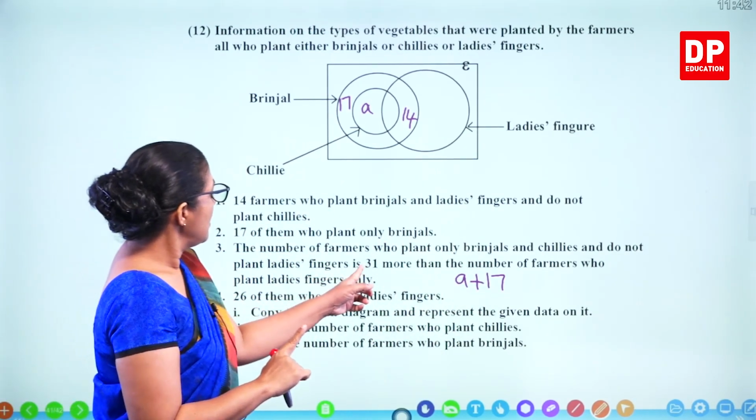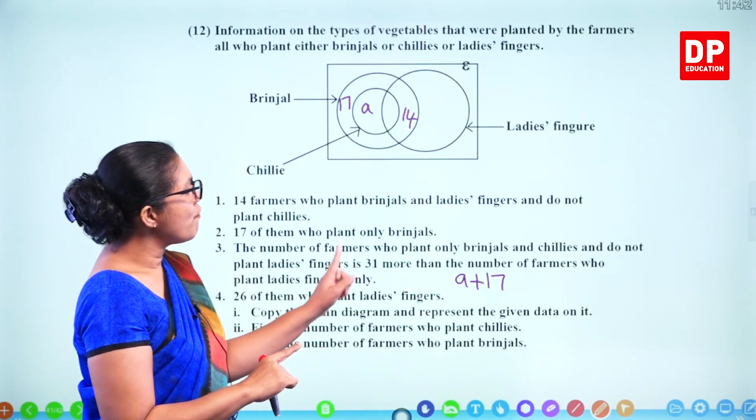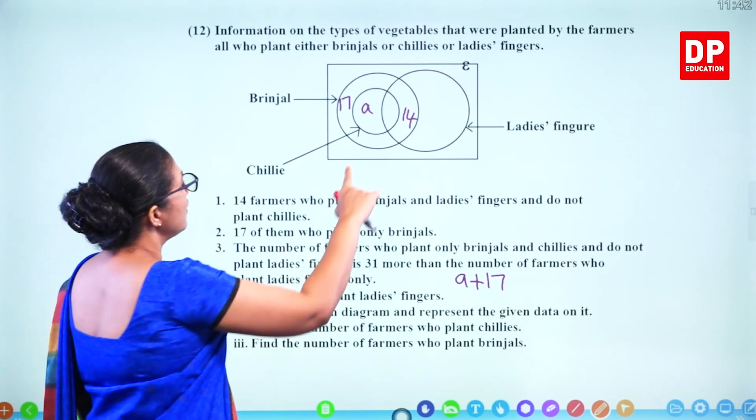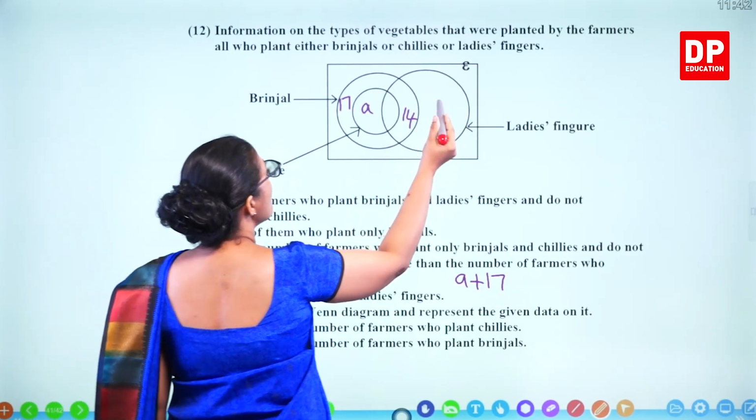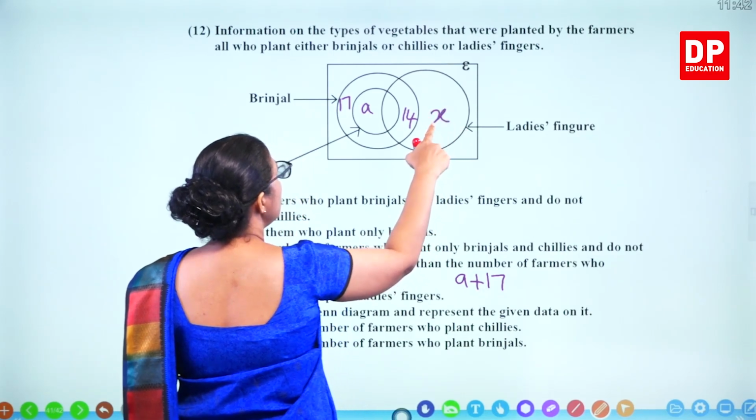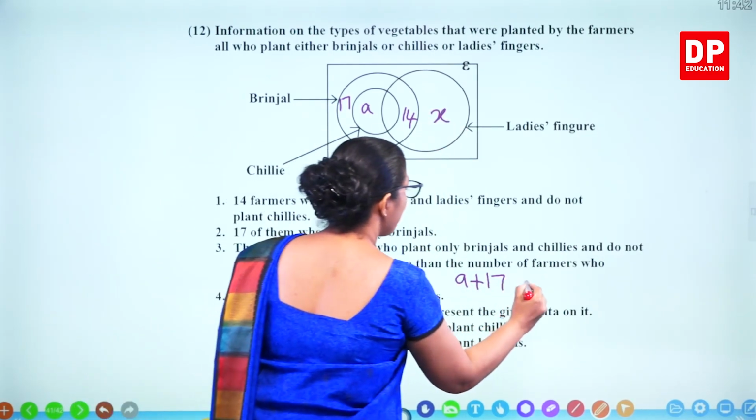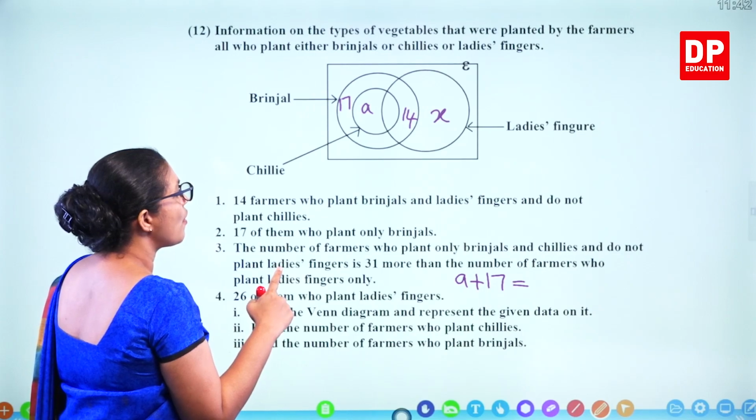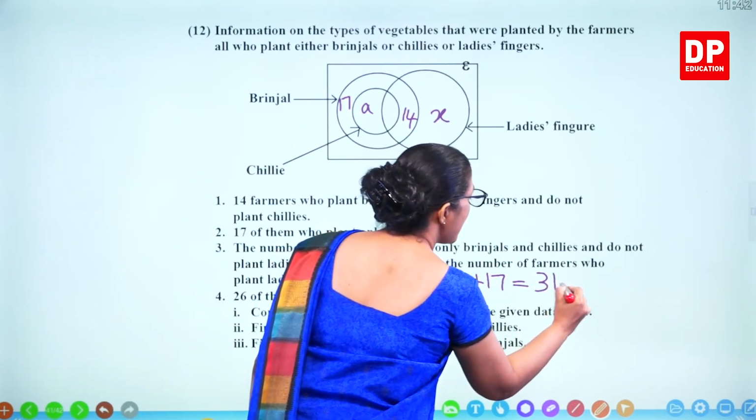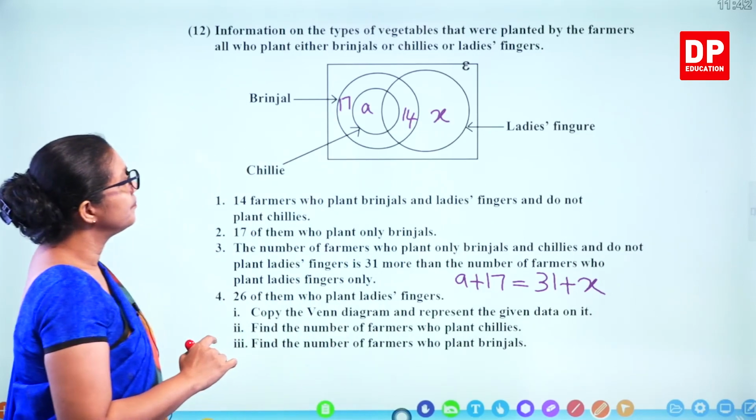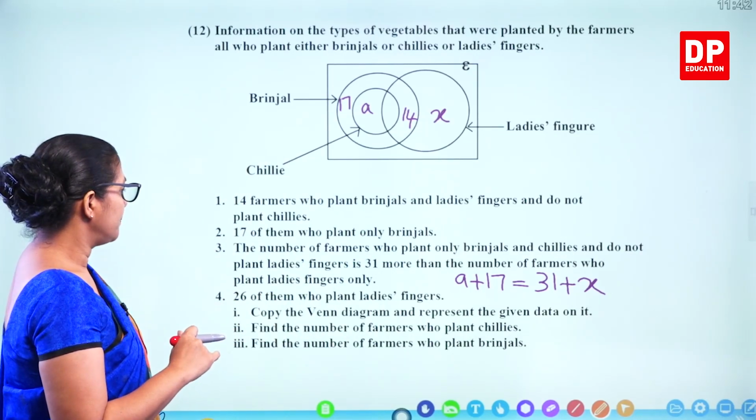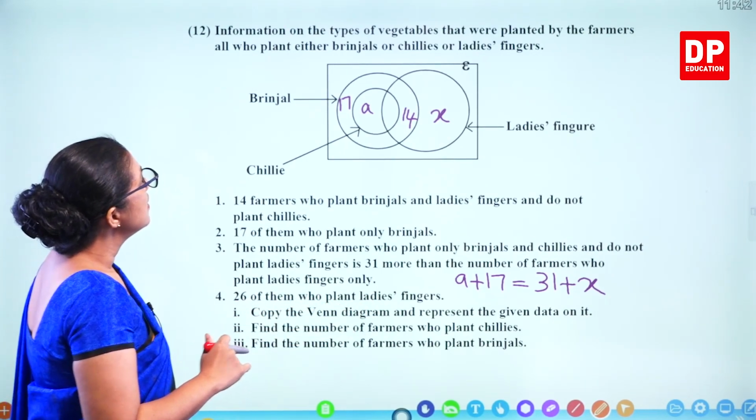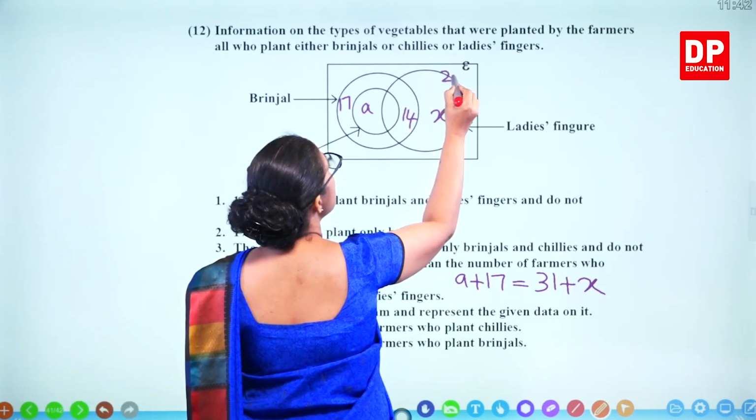is 31 more than the number of farmers who plant ladies' fingers only. So this part. So we'll put X or something here. So we can say 31 more than the number of, so 31 plus X. So that's another equation. And it says 26 of them who plant ladies' fingers. Ladies' fingers 26.